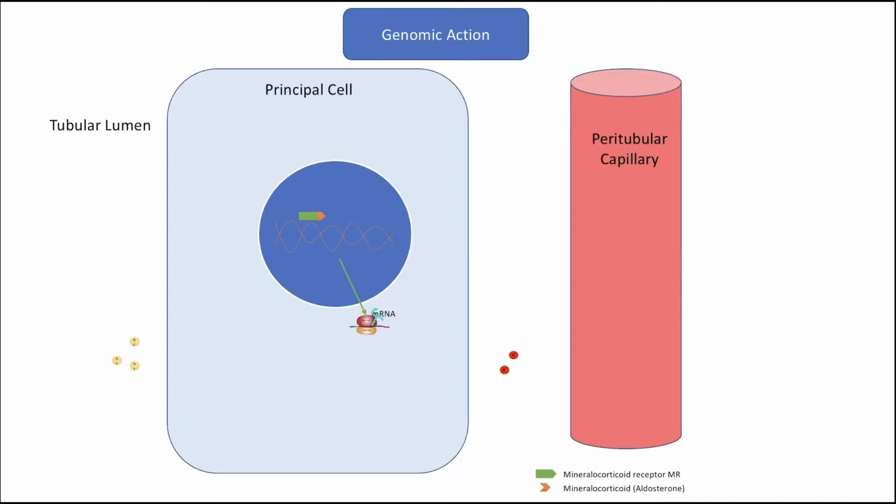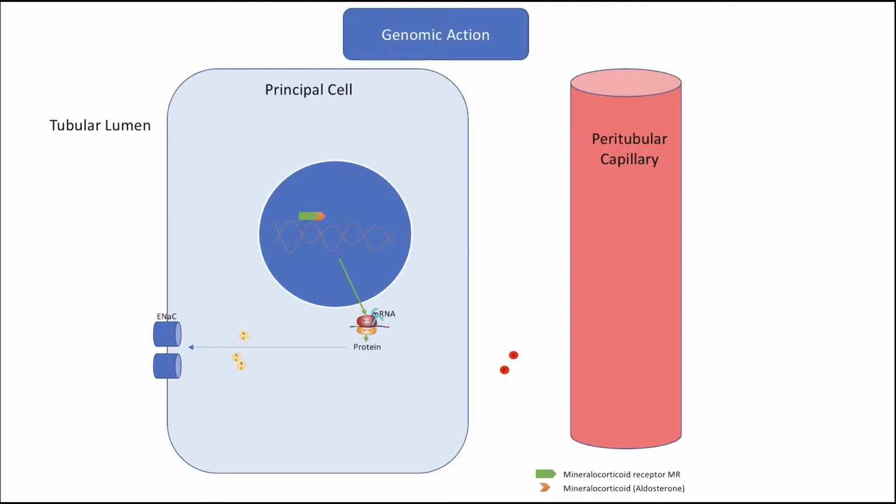Binding leads to the transcription of specific genes, producing mRNA. That mRNA goes out of the nucleus to the ribosome where specific proteins are synthesized. Now what are the different proteins that are synthesized? The main important protein synthesized by aldosterone is the epithelial sodium channel, which gets inserted into the luminal side of the principal cells. Through this ENaC, sodium ions move and enter the cell.